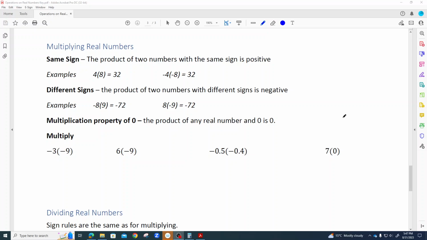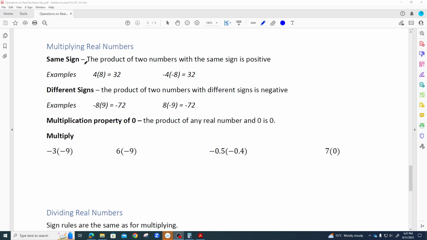All right, so multiplying and dividing we're going to do together because the rule is the same. Multiplying and dividing real numbers, if they have the same sign, the answer is positive. If they have different signs, the answer is negative. End of story. I find adding and subtracting for everything more complicated than multiplying and dividing. They usually have pretty straightforward rules.